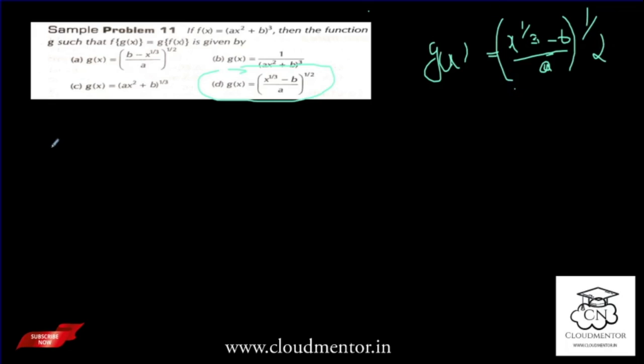So from this we can write f of g of x. You must check that if it is correct. Oh, it is not coming. The ink is not coming here.